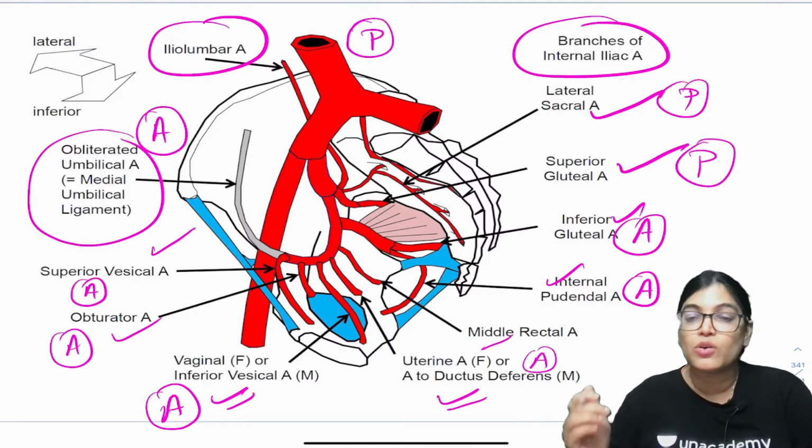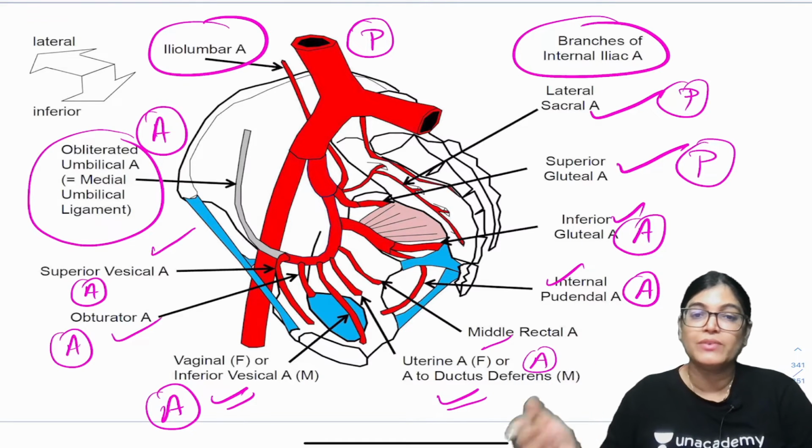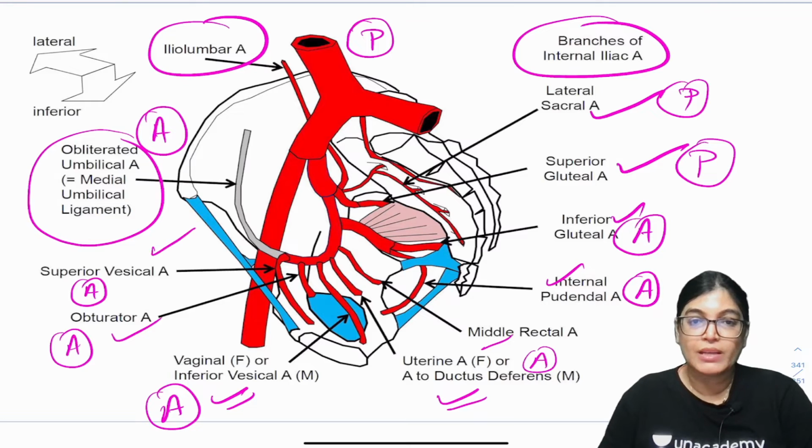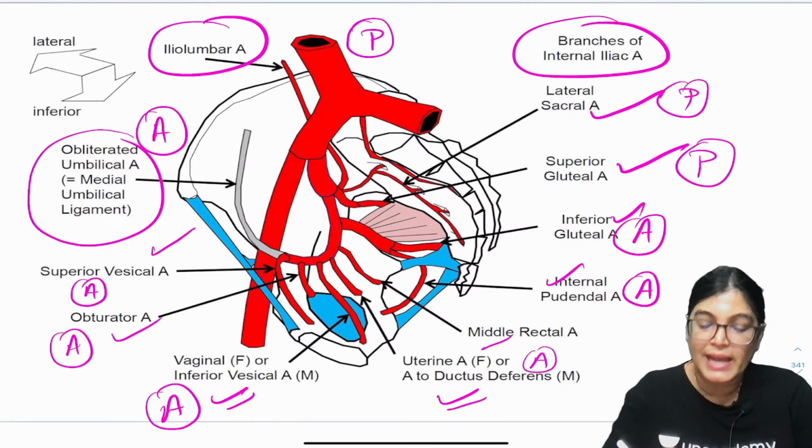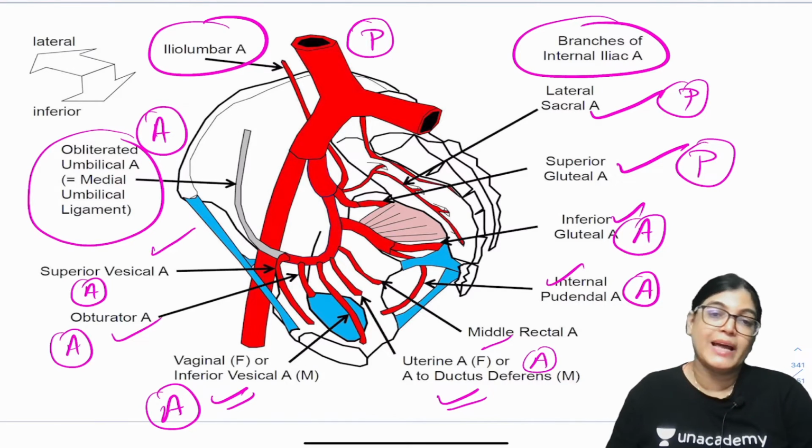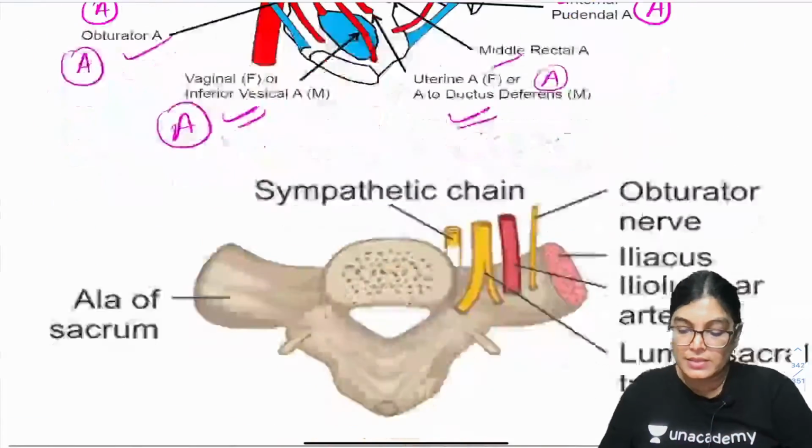So it is not lying in close proximity with that of the uterine vessels. You can see the bifurcation is lying at a level much above the uterine vessel. So this can't be the correct answer.